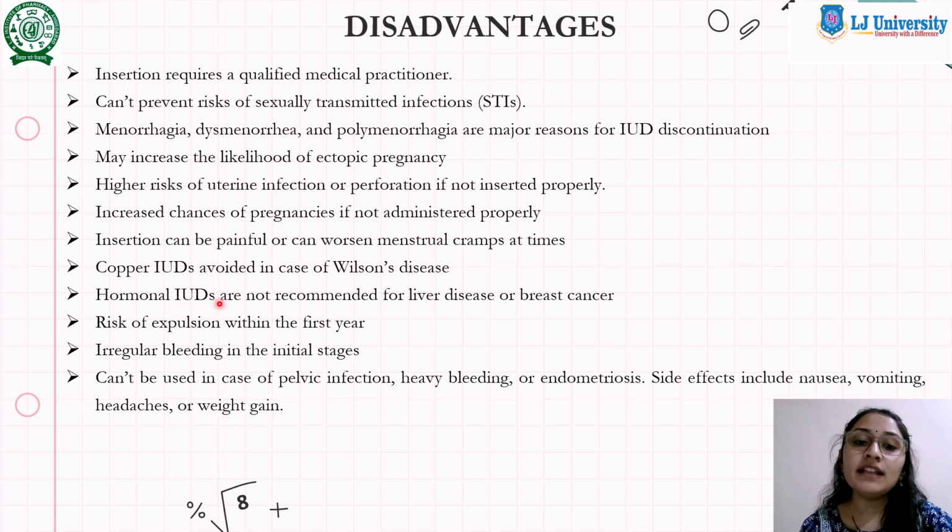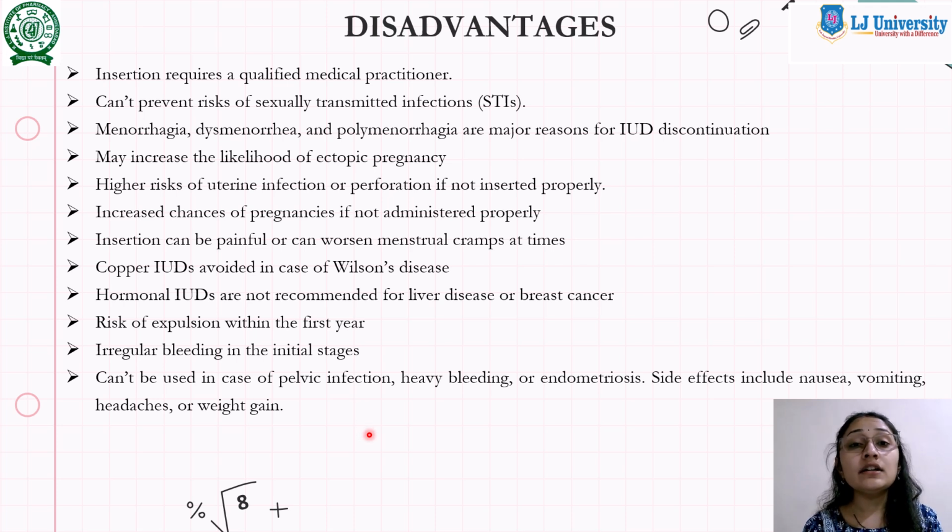Then hormonal IUDs are not recommended for a patient suffering from liver disease or breast cancer. In such cases there is the alternative of using copper IUDs. We will see certain types of IUDs in further parts of this presentation. Then there is risk of expulsion if the IUD is not inserted properly, which means the intrauterine device can easily get removed by itself from the uterus. Then irregular bleeding, which we have already seen.